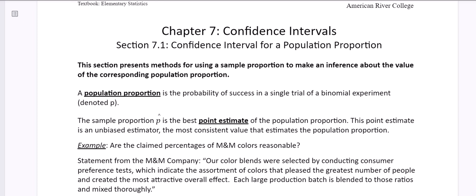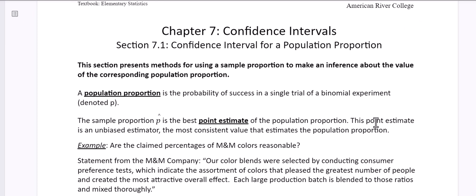Hey there, in this video we're going to cover chapter 7, well, section 7.1. We're starting chapter 7, and so we're going to talk about confidence intervals. In this section we're going to present methods for using a sample proportion to make an inference about the value of the corresponding population proportion.